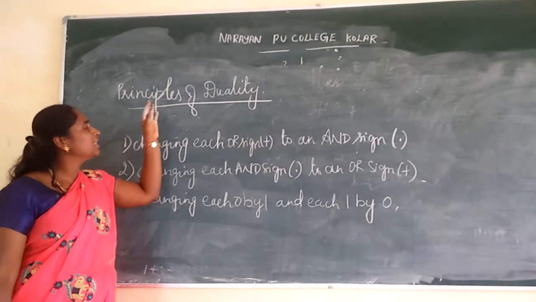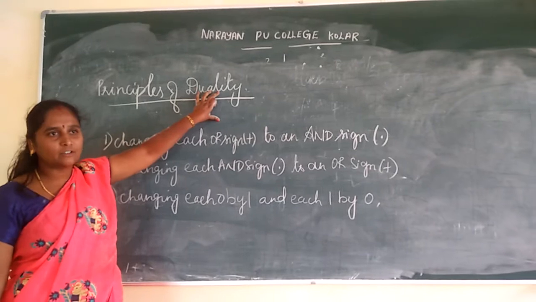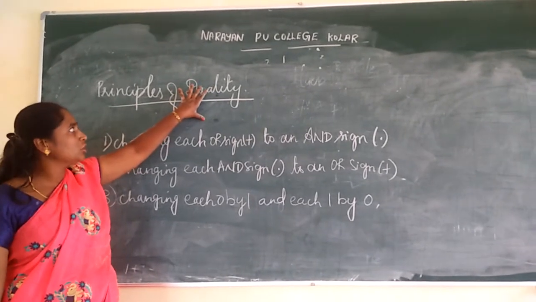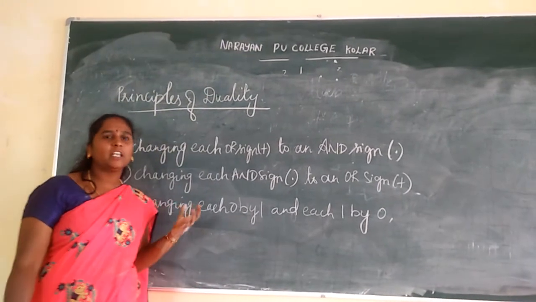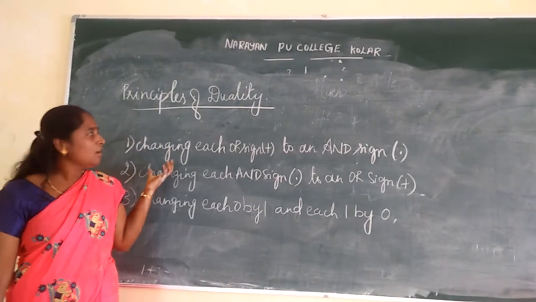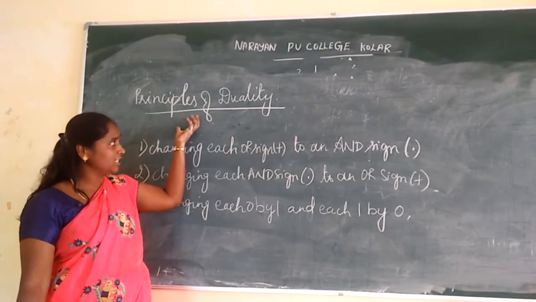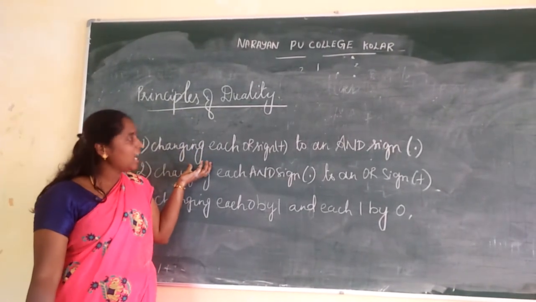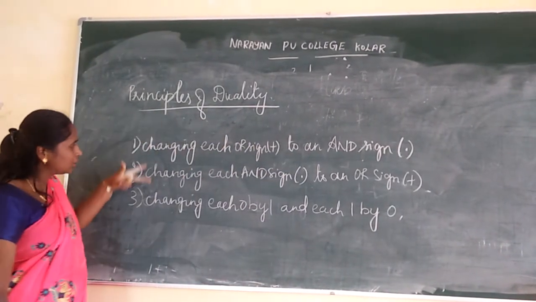So the next topic is principles of duality. This is a very important topic. It carries 2 marks. What is this principle of duality? It means, in a Boolean relation, you can know this law or this principle of duality. What it states is that from a Boolean relation, another Boolean relation can be derived by applying these particular rules.